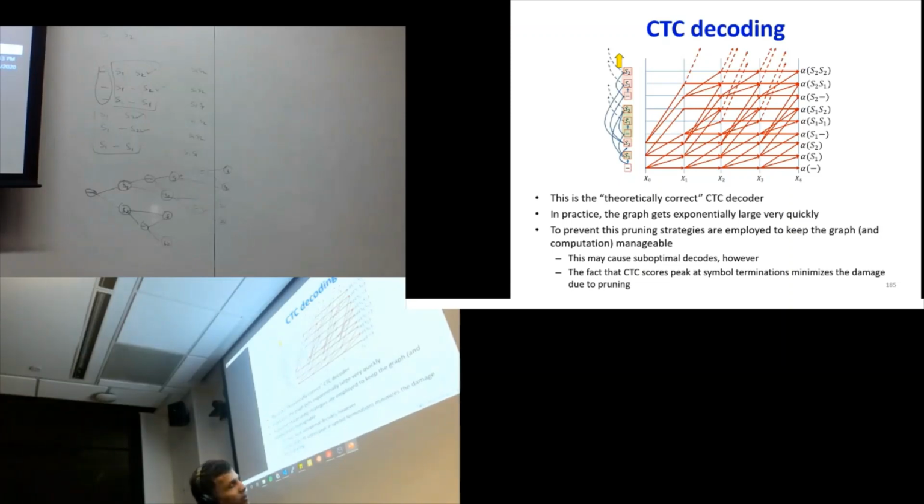So one of the things that helps us in this and keeps this thing from getting too suboptimal is the fact that CTC scores peak at symbol terminations and tend to have low values for anything other than blanks at locations which are not clear symbol terminations. So which means that even though the graph gets larger, the number of paths with significant scores typically remains small.